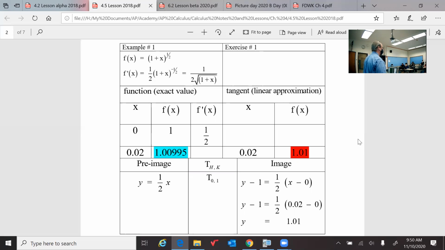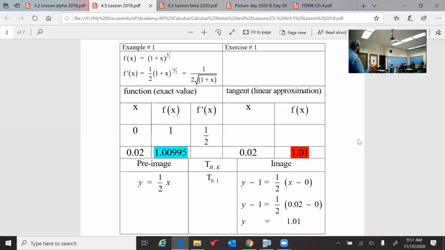What does that mean? It means the slope of that red line is 1/2. The tangent line is the parent graph y equals 1/2 x, moved up 1. So we get y take away 1 equals the slope times x take away 0. Now what?